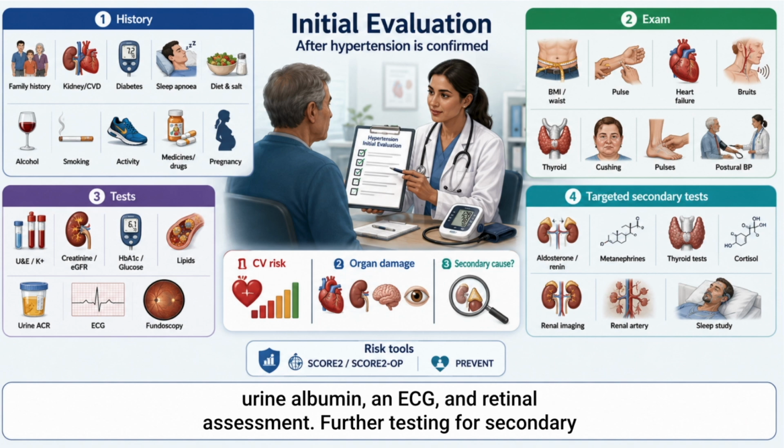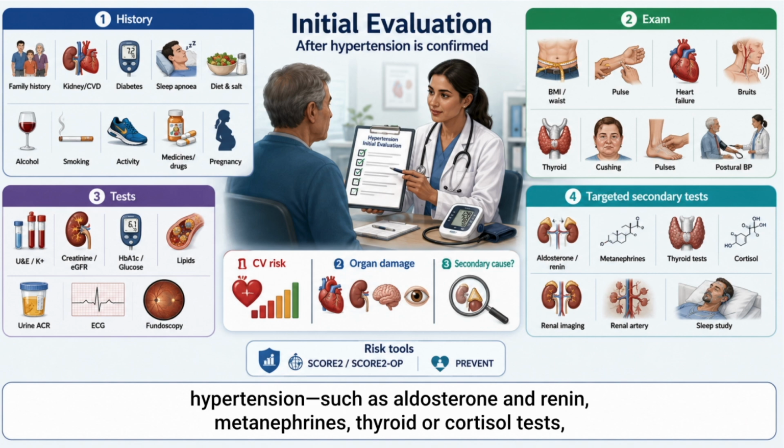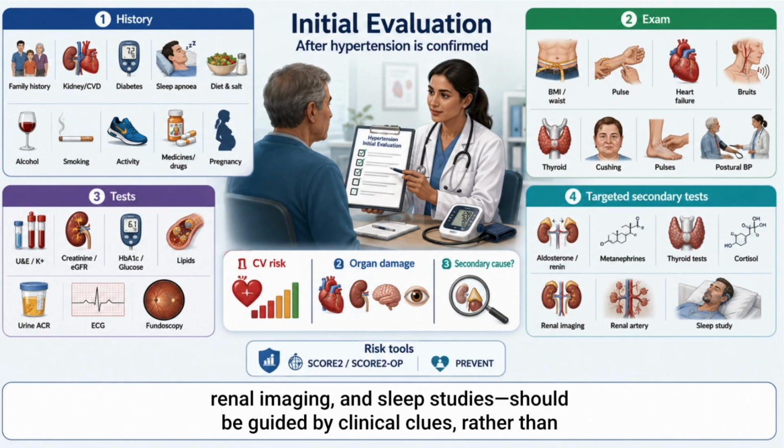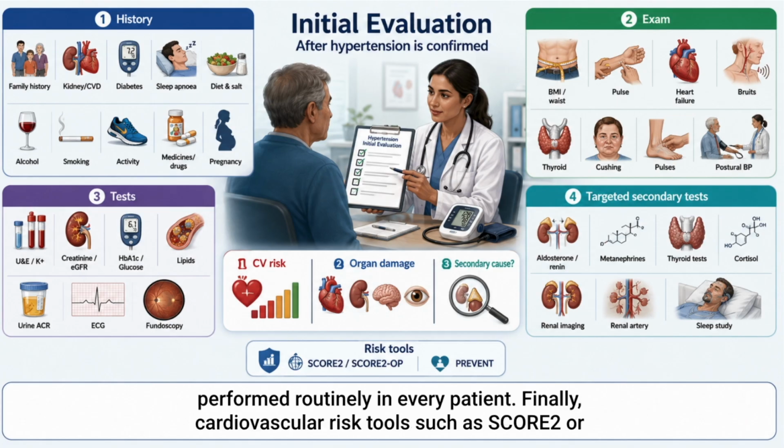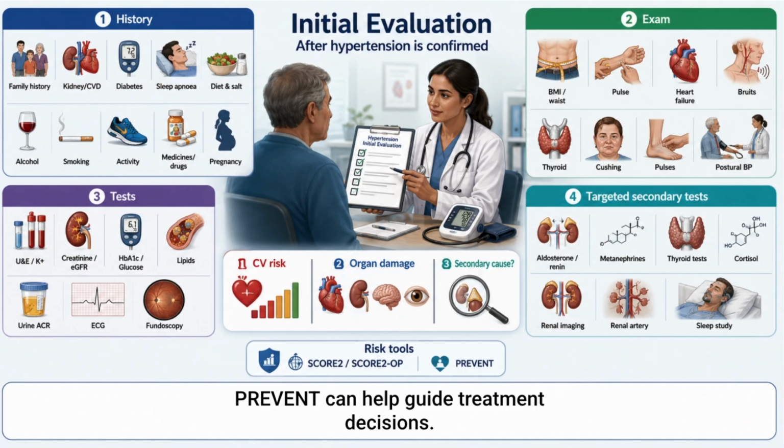Further testing for secondary hypertension, such as aldosterone and renin, metanephrines, thyroid or cortisol tests, renal imaging, and sleep studies, should be guided by clinical clues rather than performed routinely in every patient. Finally, cardiovascular risk tools such as SCORE2 or PREVENT can help guide treatment decisions.